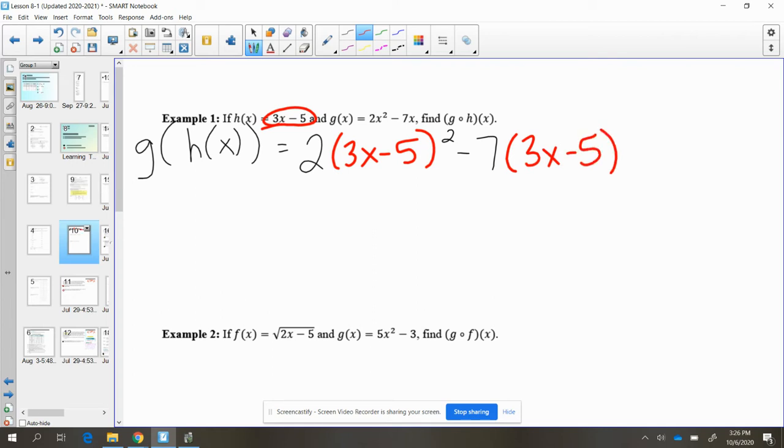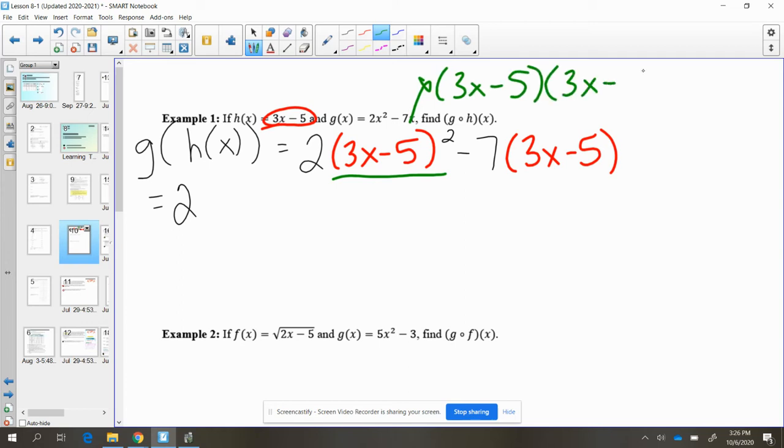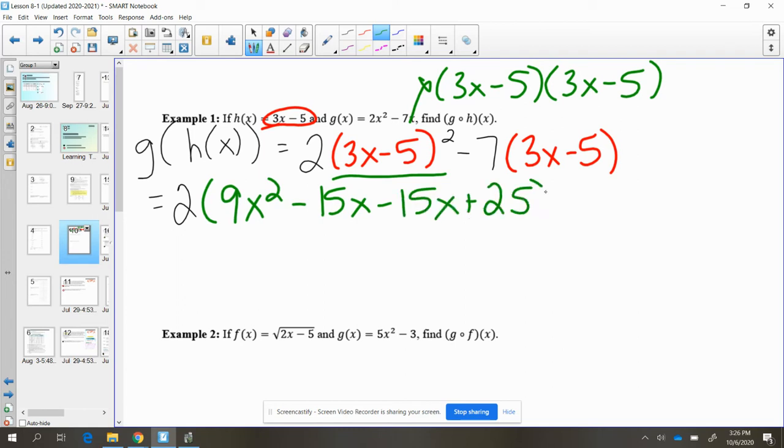Okay, now from here we need to simplify. 3x minus 5 quantity squared is the same as saying 3x minus 5 times 3x minus 5. So we need to expand this into 9x squared minus 15x minus 15x plus 25. Then we still have the minus 7 times 3x minus 5, so we can distribute that. We end up with negative 21x plus 35.